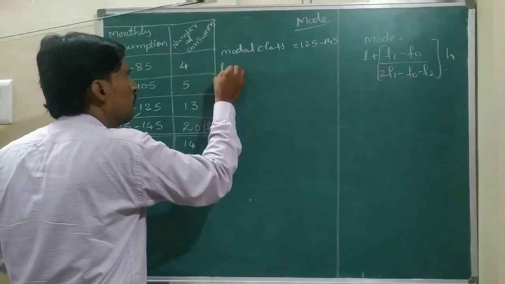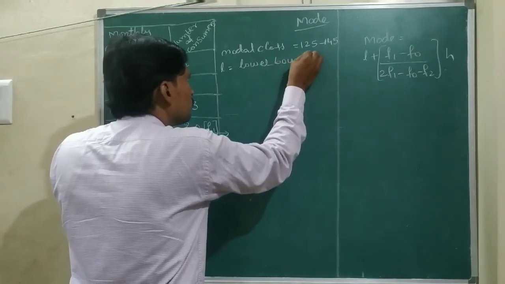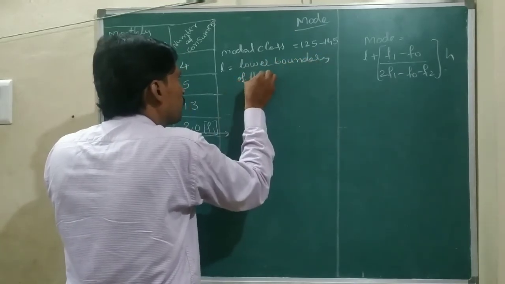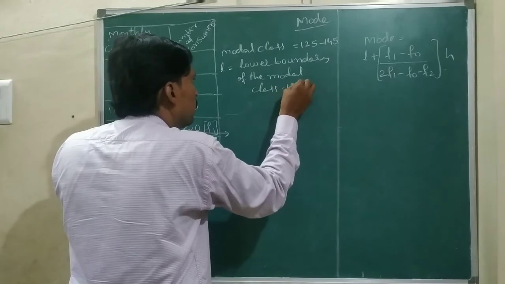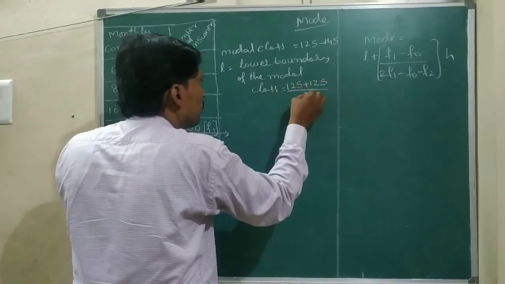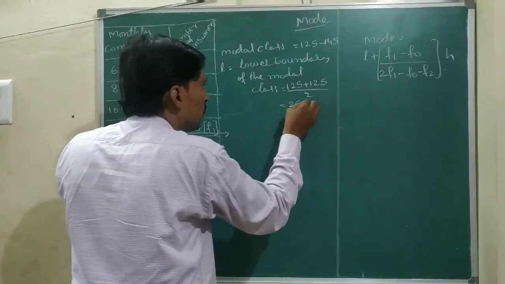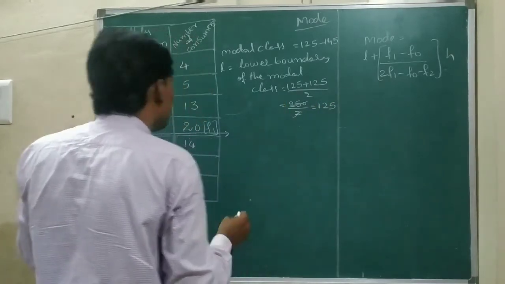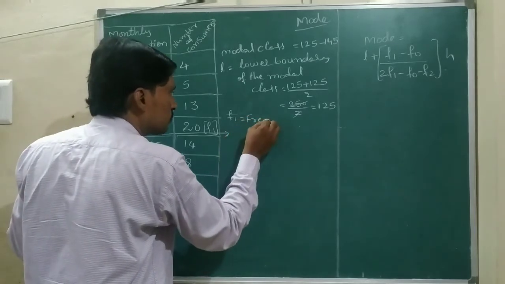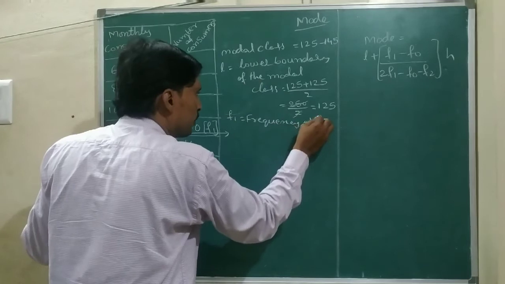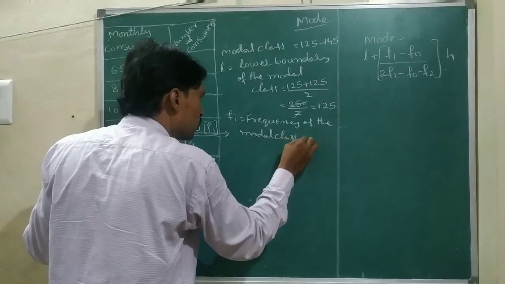Next we need to find L. What is L? L means lower boundary of the modal class. That equals 125 plus 125 by 2. 125 plus 125, that is 250 by 2. Next we can take F1. What is F1? Frequency of the modal class. So that equals 20.